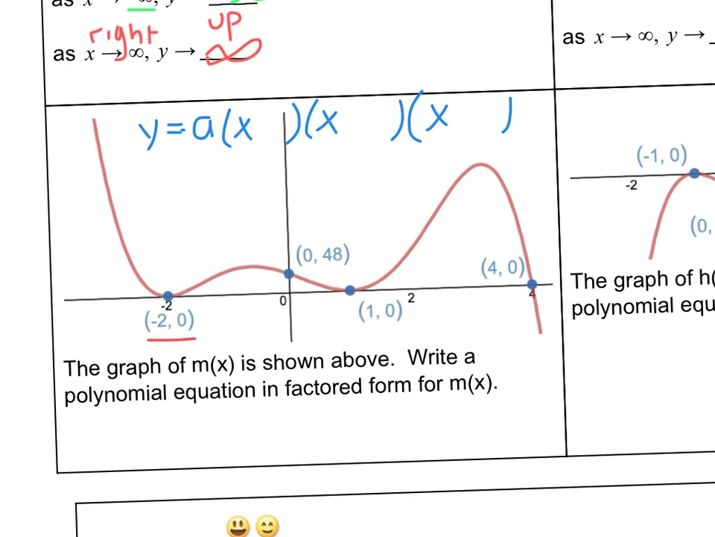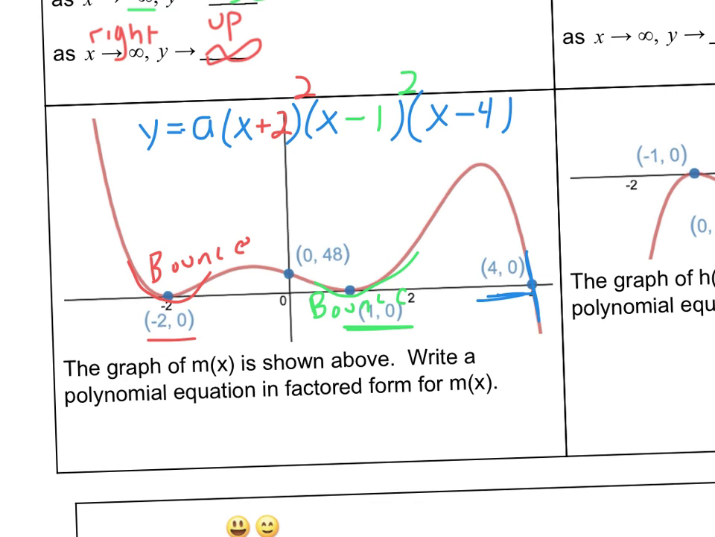For the first one, negative 2, I'm going to write x plus 2. This is also a bounce because I'm bouncing off the x-axis. And when I bounce, that means that's going to be squared. For the second one, we got x equals 1, so I'm going to do a minus 1, always the opposite sign. This is also a bounce because I'm bouncing off the x-axis, and that means that's going to be squared as well. And then for my last one at 4, this one's not a bounce, I'm passing straight through. We get x minus 4.